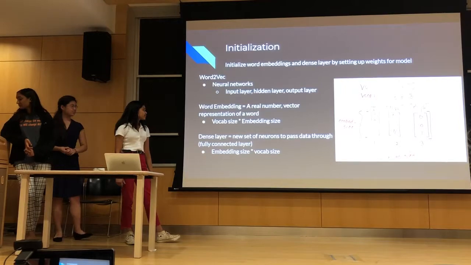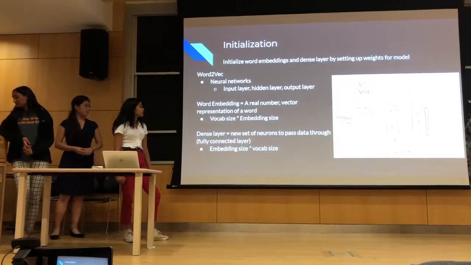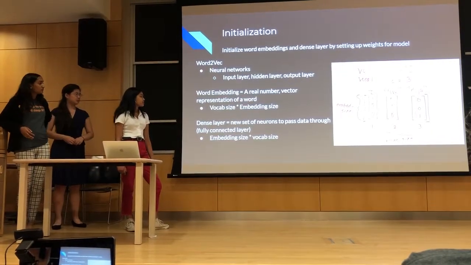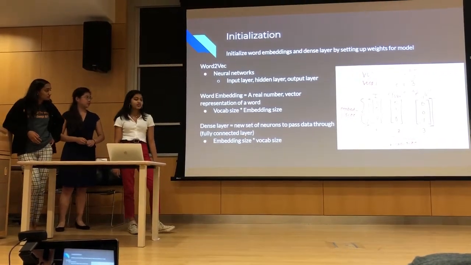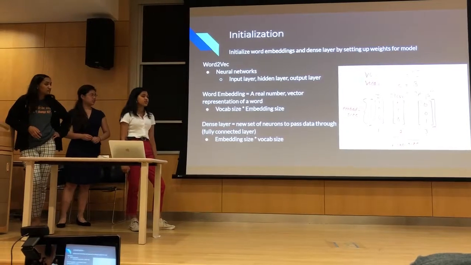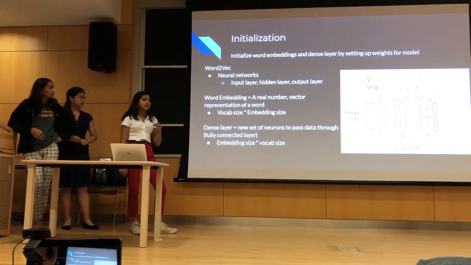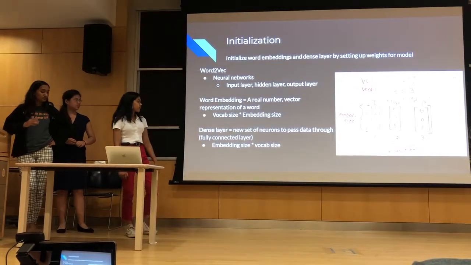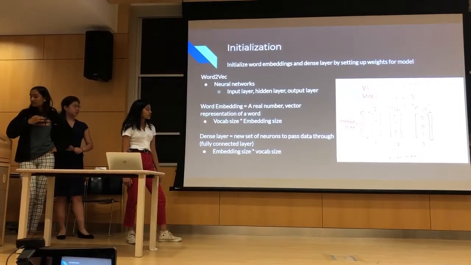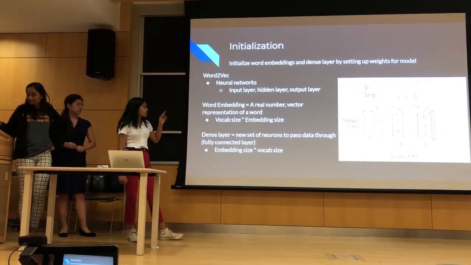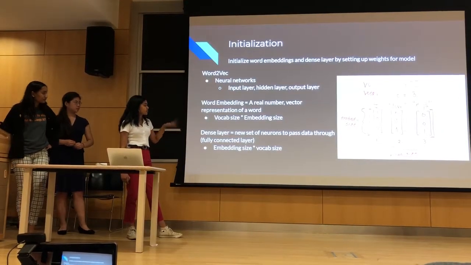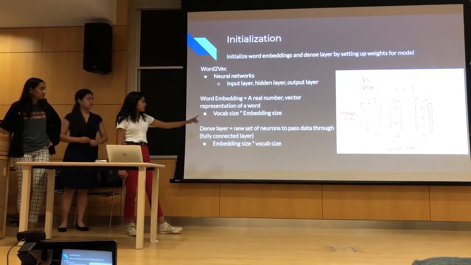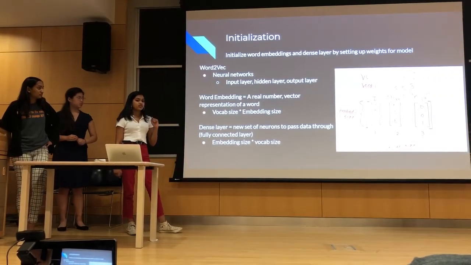And then the dense layer is something else you're setting up during initialization. It's just a layer of neurons to pass your data through, and it's called a dense layer because it's fully connected. So each neuron in the dense layer is connected to each one in the next layer. And the dimensions for that are embedding size by vocab size. So it's the opposite of the word embedding. So at the outputs of both of those, you can multiply them together because the column size and the row size are the same.